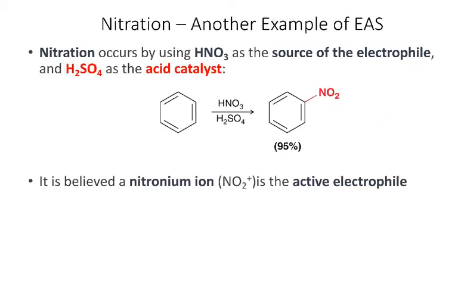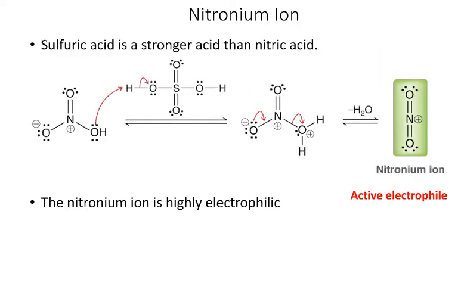Okay, moving on to another type of electrophilic aromatic substitution, and that is nitration. In this case, we're going to react our benzene with a mixture of nitric acid and sulfuric acid. It turns out the electrophile in this reaction is the nitronium ion, or NO2+. So let's see how we make the nitronium ion from our combination of nitric acid and sulfuric acid. To make the nitronium ion, we're actually going to have an acid-base reaction between nitric acid and sulfuric acid, in which sulfuric acid acts as the acid and nitric acid acts as the base.